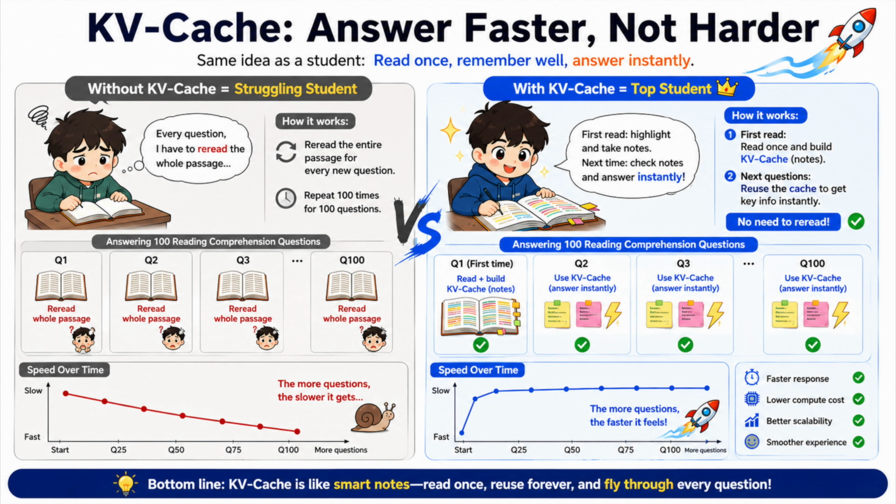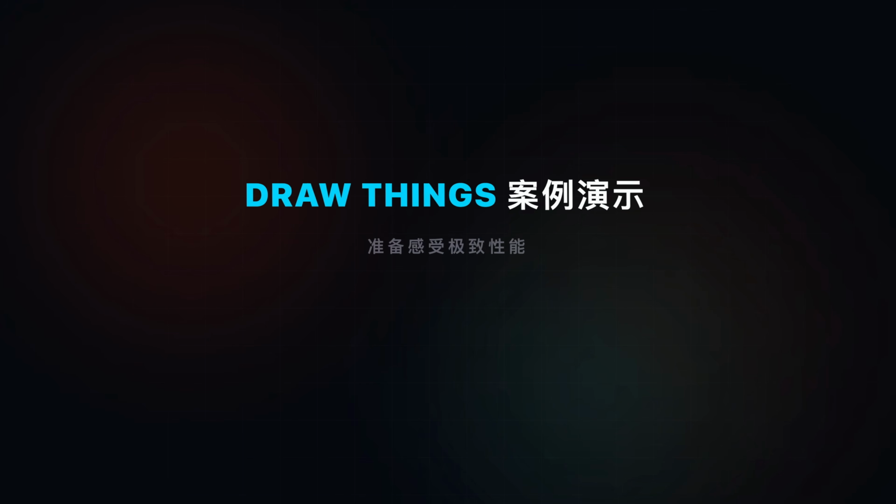To put it simply, a model without KV cache is like a struggling student doing 100 reading comprehension questions by rereading the entire passage 100 times, getting slower and slower as they go. A model with KV cache is like a top student who highlights the key points and writes notes the first time through. When a new question comes up, it just flips back to the notes and answers instantly without rereading the whole article. The speed difference is huge.